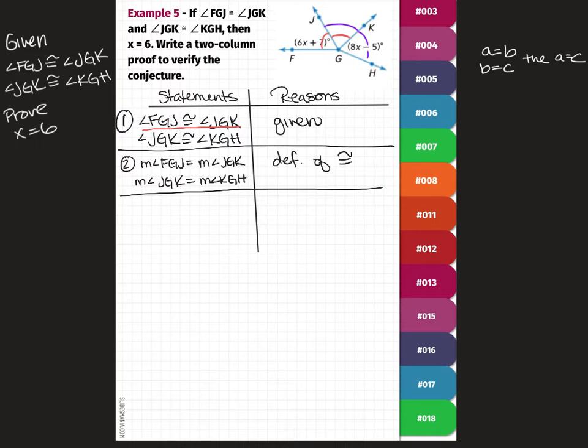Doesn't matter. So now that I know that their measures are equal, now I can use this transitive property over there. So if the measure of angle FGJ is equal to the measure of angle JGK, and JGK is equal to the measure of KGH, then my statement that I can make is that the measure of angle FGJ is equal to the measure of angle KGH.